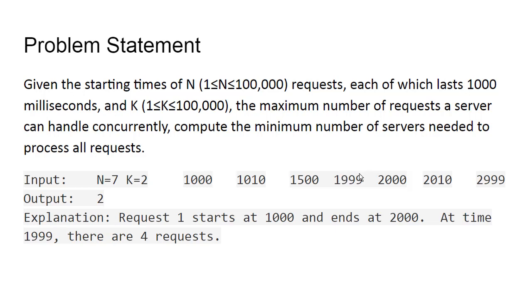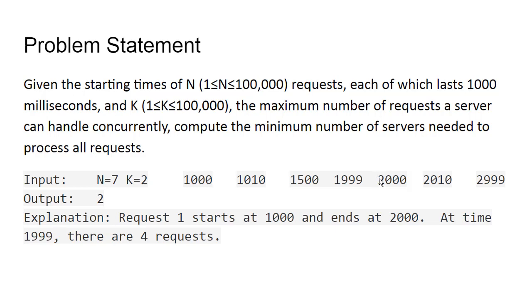So at time 1,999, or rather immediately after it, we have 4 active requests. All 4 requests are active. So we need 2 servers to be able to handle that, because each server can only handle 2 requests. Now at time 2,000, a fifth request comes along. So does that mean we need 3 servers because we have 5 requests?